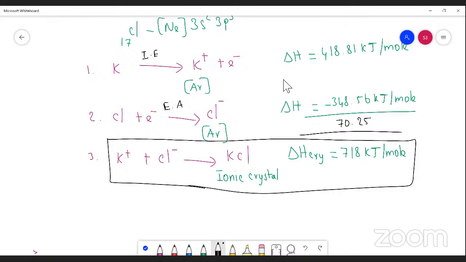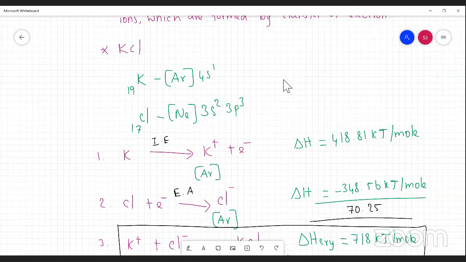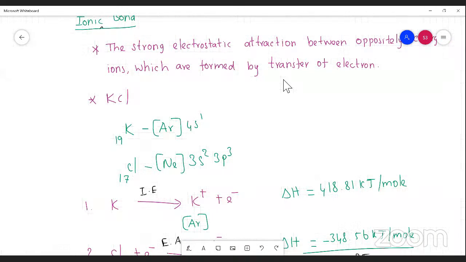So we are taking the ionic bond. And what is the ionic bond? Ionic bond is nothing but the strong electrostatic forces of attraction between oppositely charged ions. Here the K plus is attracted by the Cl minus ion and forms the ionic crystal, which is formed by transfer of electron. By transfer of electron, each atom gets the octet electronic configuration. So octet electronic configuration is most stable.